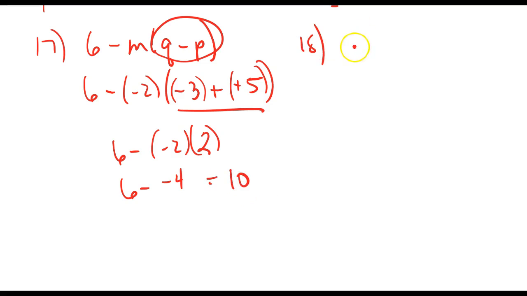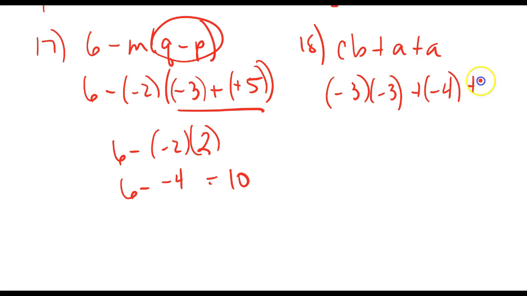And last but not least, number 18, c b plus a plus a. Our c is negative 3. Our b is negative 3. Weird. Our a is negative 4. And our a is still negative 4. Okay, so this is how we're writing it out. So multiply first, you get a 9. And then plus negative 4 plus negative 4, well, 9 minus 4 is 5. 5 minus 4 is 1. And that would be the answer to that one.